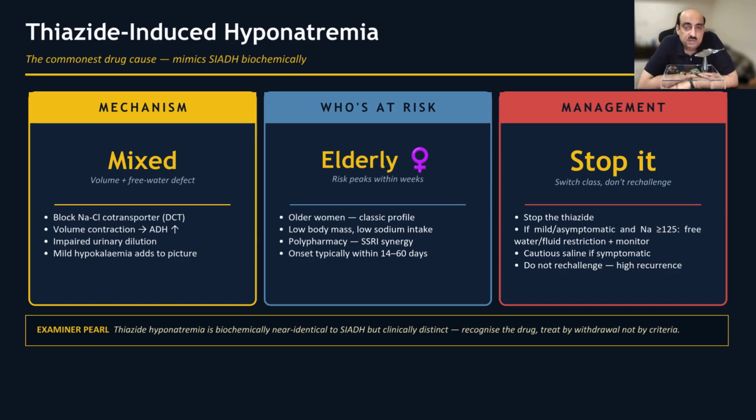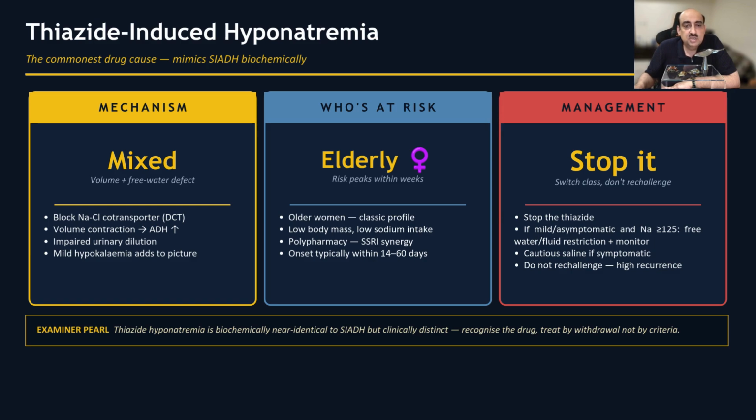Thiazide-induced hyponatremia is one of the commonest drug causes of hyponatremia, especially in the elderly population. The mechanism is multifactorial. Thiazides block the sodium chloride co-transporter in the distal convoluted tubule, which leads to mild volume contraction, and hence the baroreceptors trigger the release of ADH and eventual hyponatremia. They also impair urinary dilution directly. Plus, the hypokalemia caused by these thiazides can further complicate the picture.